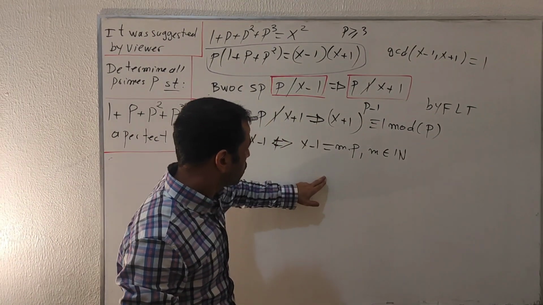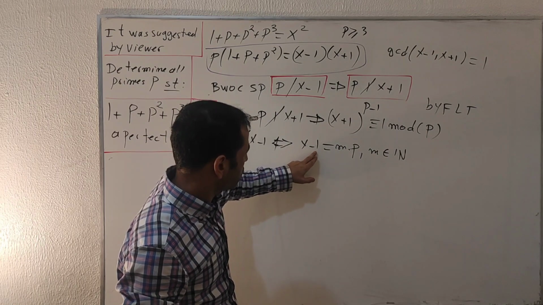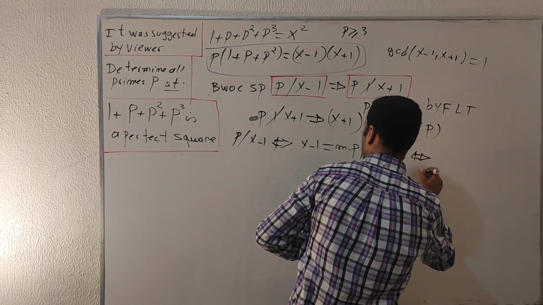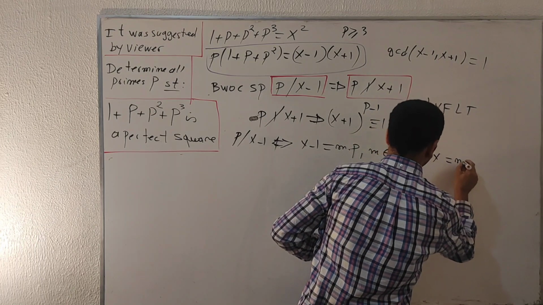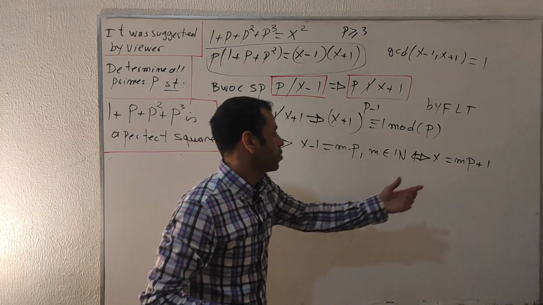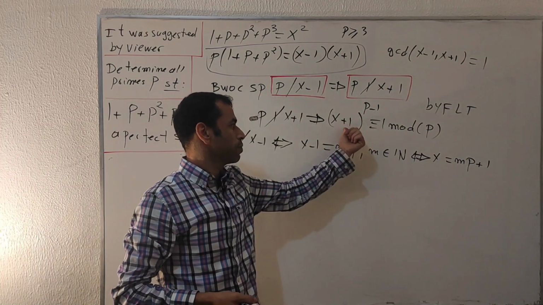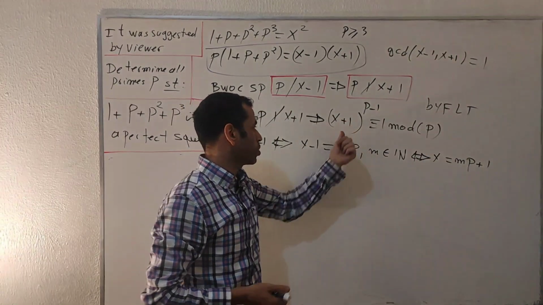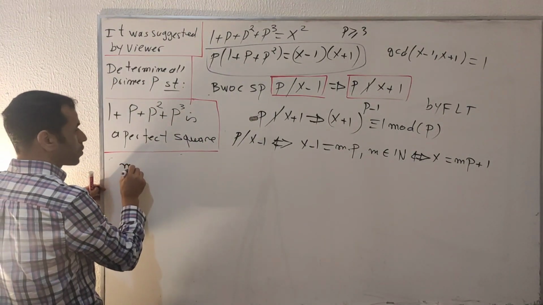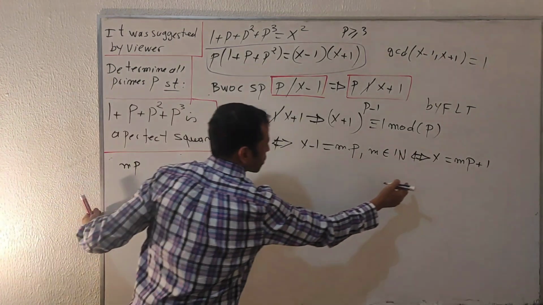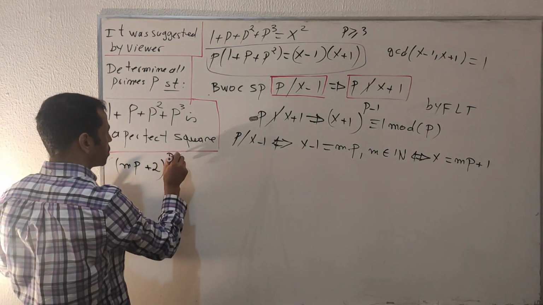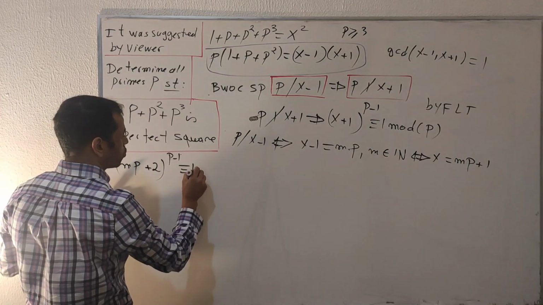Taking the number 1 to the right, I get x equals mp plus 1. Taking this value of x and plugging it back into the previous expression, I get mp plus 1 plus 1, and the whole thing raised to the p minus 1 is congruent to 1 mod p.